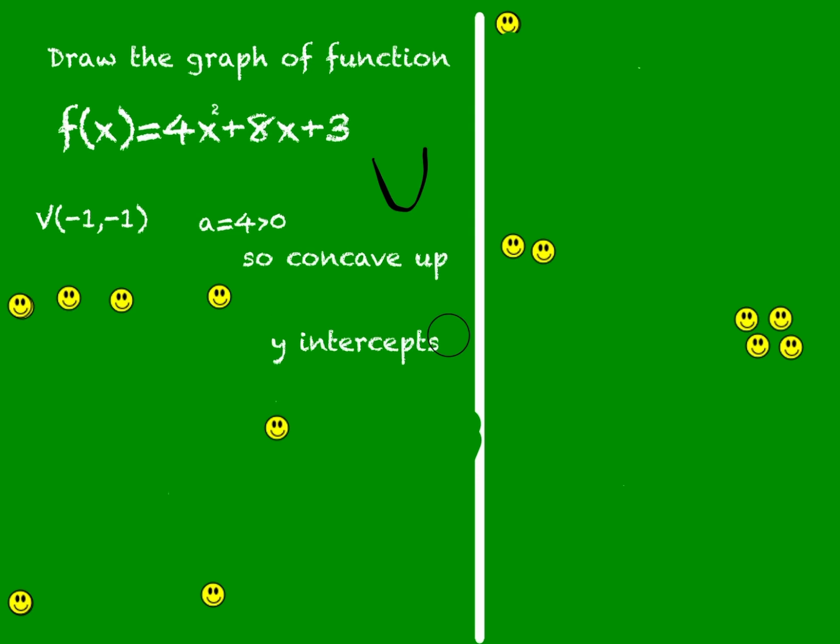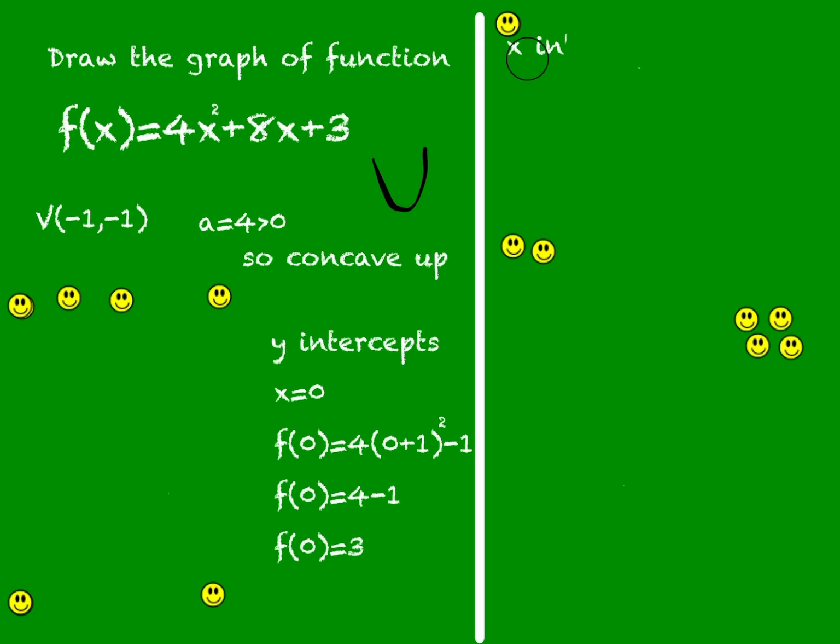The y-intercept and x-intercept. The y-intercept means x equals 0 on the y-axis. It is the easy part. We can use either form, it doesn't matter. I prefer right now the vertex form. So f of 0 equals 3. It means the y-intercept of the graph equals 3.